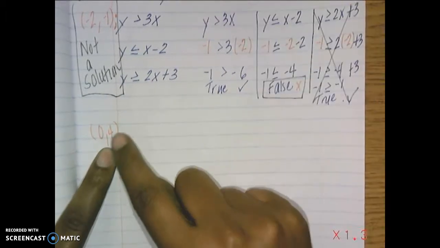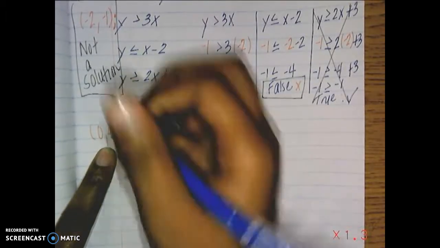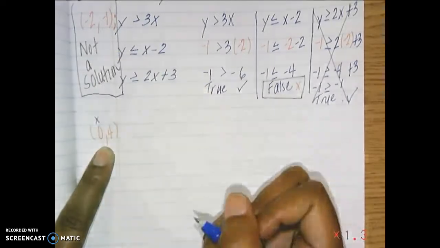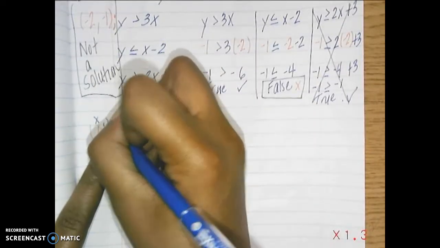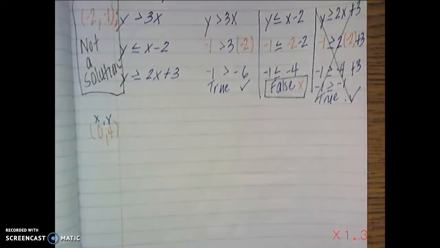So once again, for every single x, I'm going to plug in a 0, and for every y, I'm going to substitute in a 4. I need to say substitute. Pause it for a second, and I want you to give it a try. And then I'll come back with the final answer.